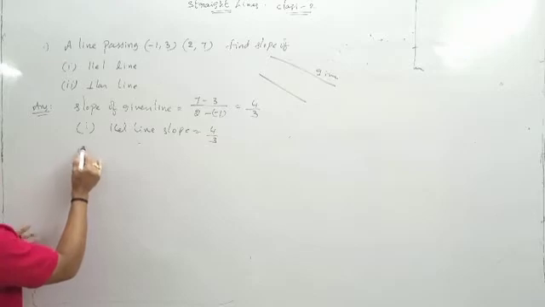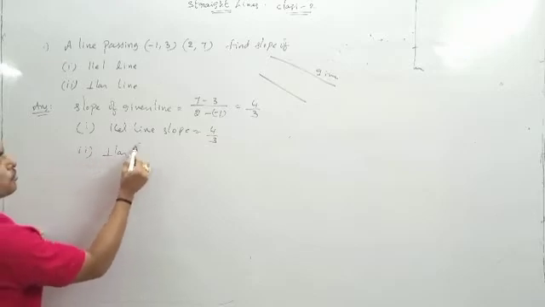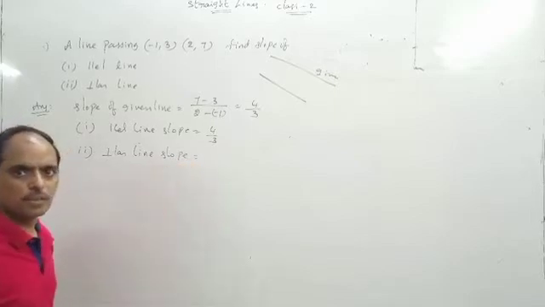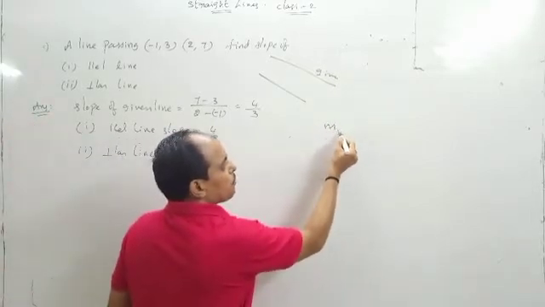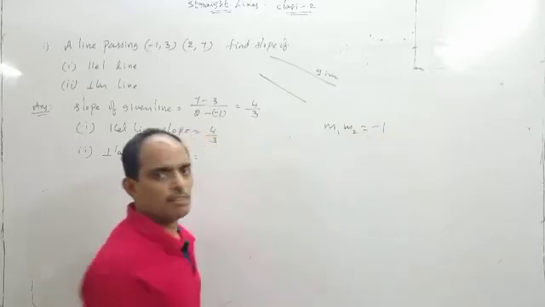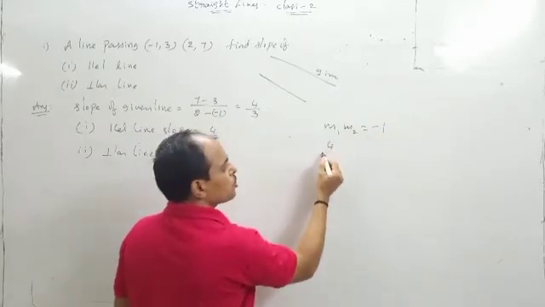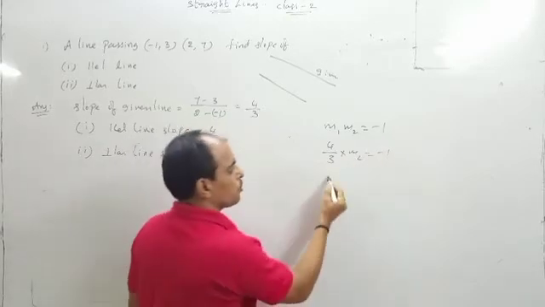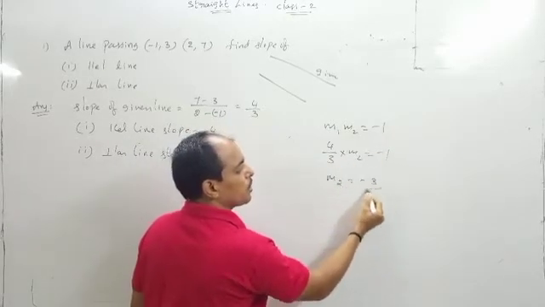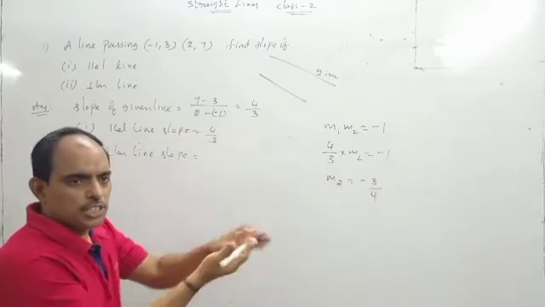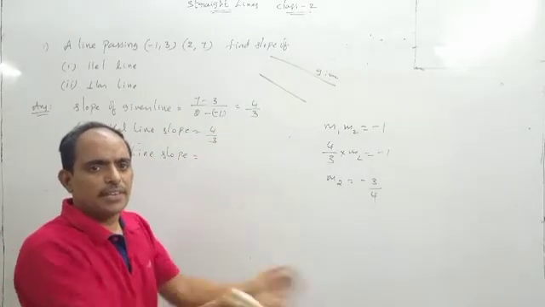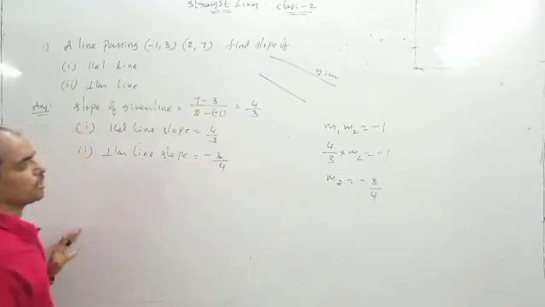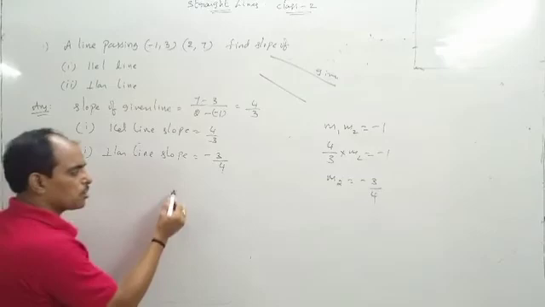What about perpendicular line slope? When two lines are perpendicular, m1 m2 is equal to minus 1. One line slope is 4 by 3. What about the other line slope? Now m2 is equal to minus 3 by 4. Just reciprocal and sign change, you will get that. What about the perpendicular slope?